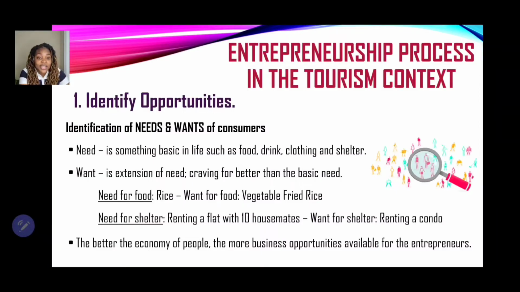All right, now let us look at some examples of need. So we may speak of need for food. Rice is a type of food and that would supply our need. But when we're wanting food, we may want vegetable fried rice. Good. So a need for shelter, you have to rent a flat. So we may have persons renting a flat with, for instance, 10 housemates because you need somewhere to live. Whereas when we want shelter, you may rent a condo.